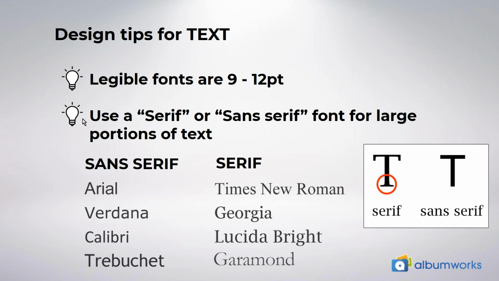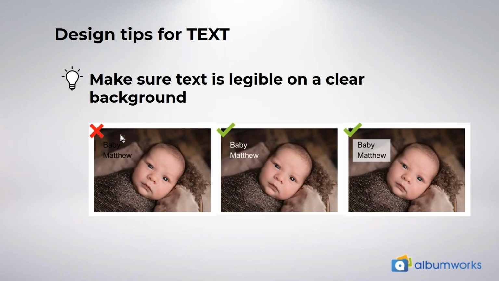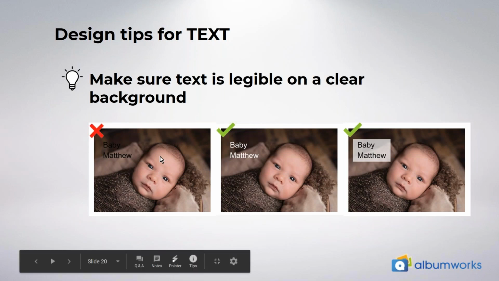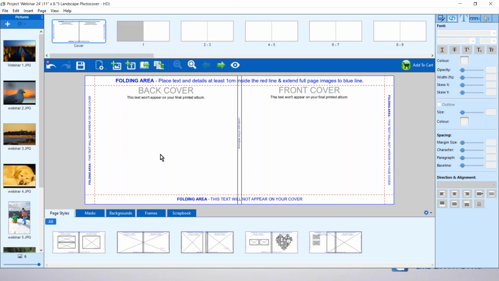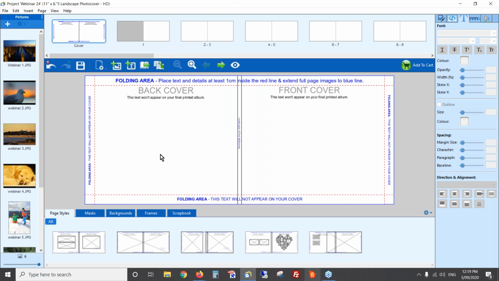An issue we see quite commonly is dark text placed on a dark background. You can make sure your text is legible by lightening the color of your text, or place a clear shape behind the text. I'll demonstrate this a bit later for you. In fact, I'll do it now. So let's have a look in the editor at some of these things that we've just talked about.